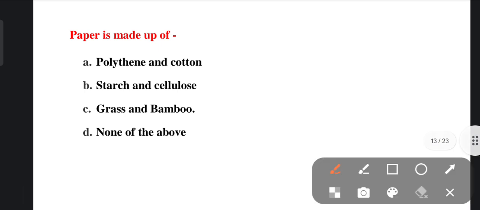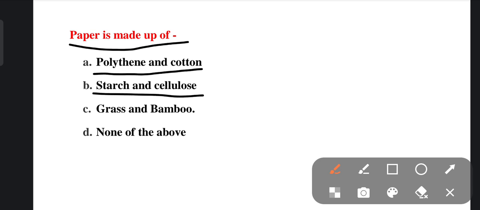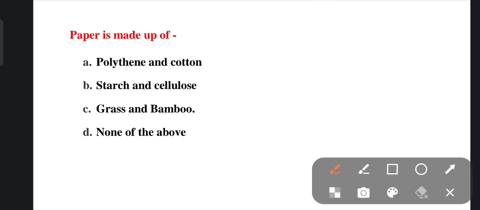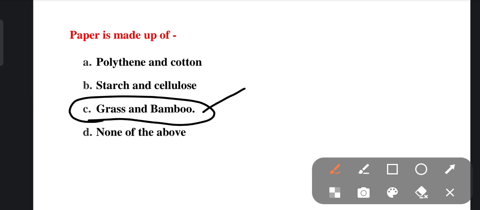The next question is, paper is made up of. Daily we use paper for writing and reading. How is paper made? Options are polythene and cotton, starch and cellulose, grass and bamboo, none of the above. The right answer is grass and bamboo. Paper is made from plants like grass, bamboo and wood.